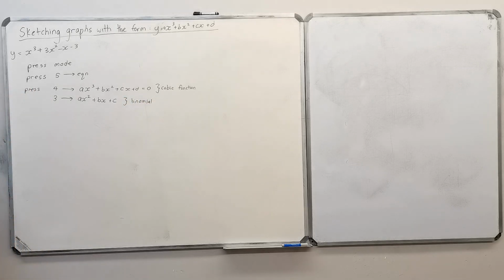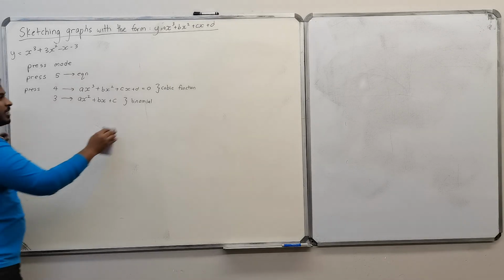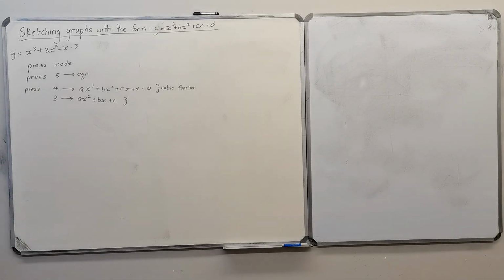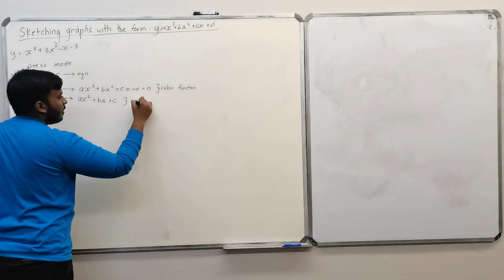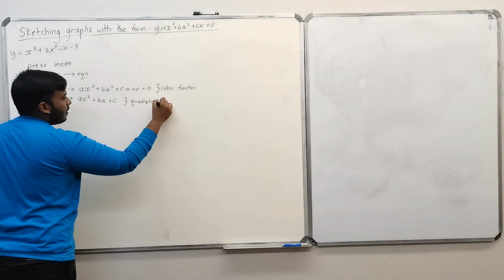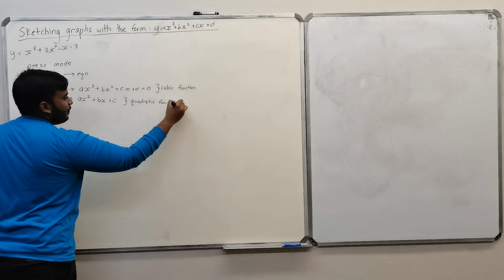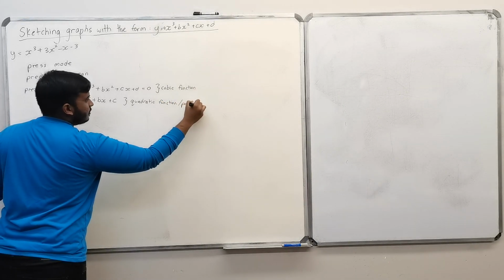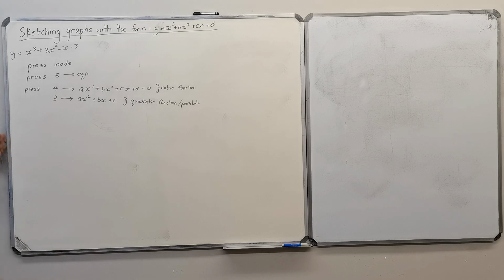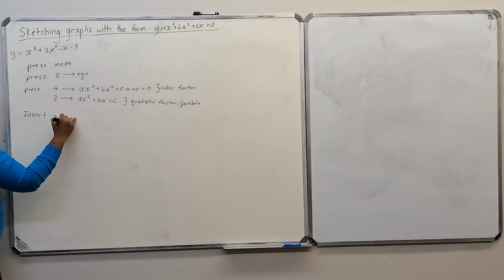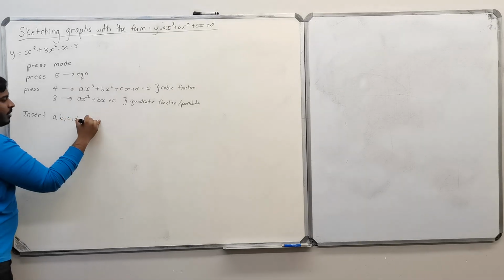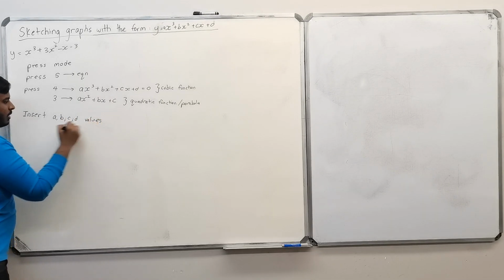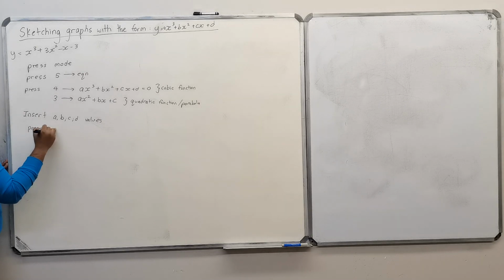Let's just say quadratic function. Okay, but for now we're using number 4. You press 4, right? So what you're going to do, you're going to insert the A, B, C, D values, and then you're going to press equals.